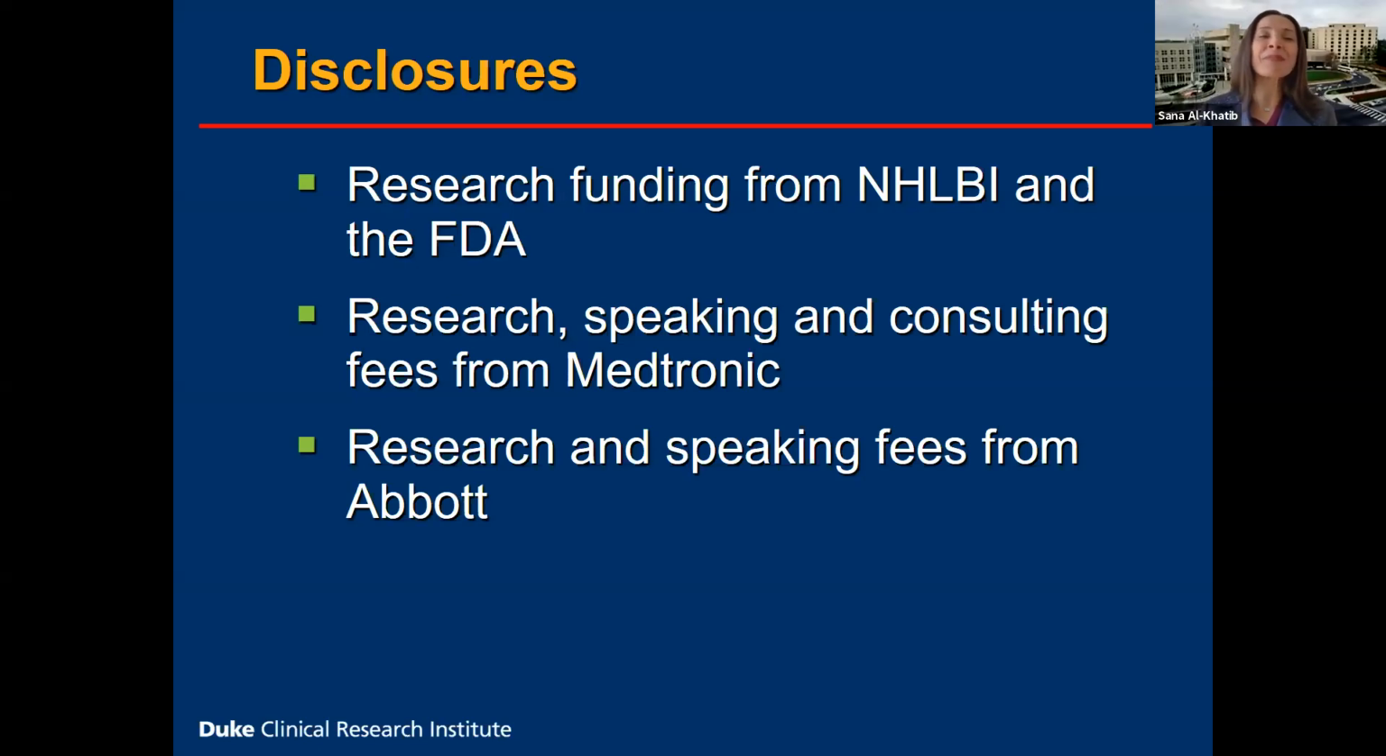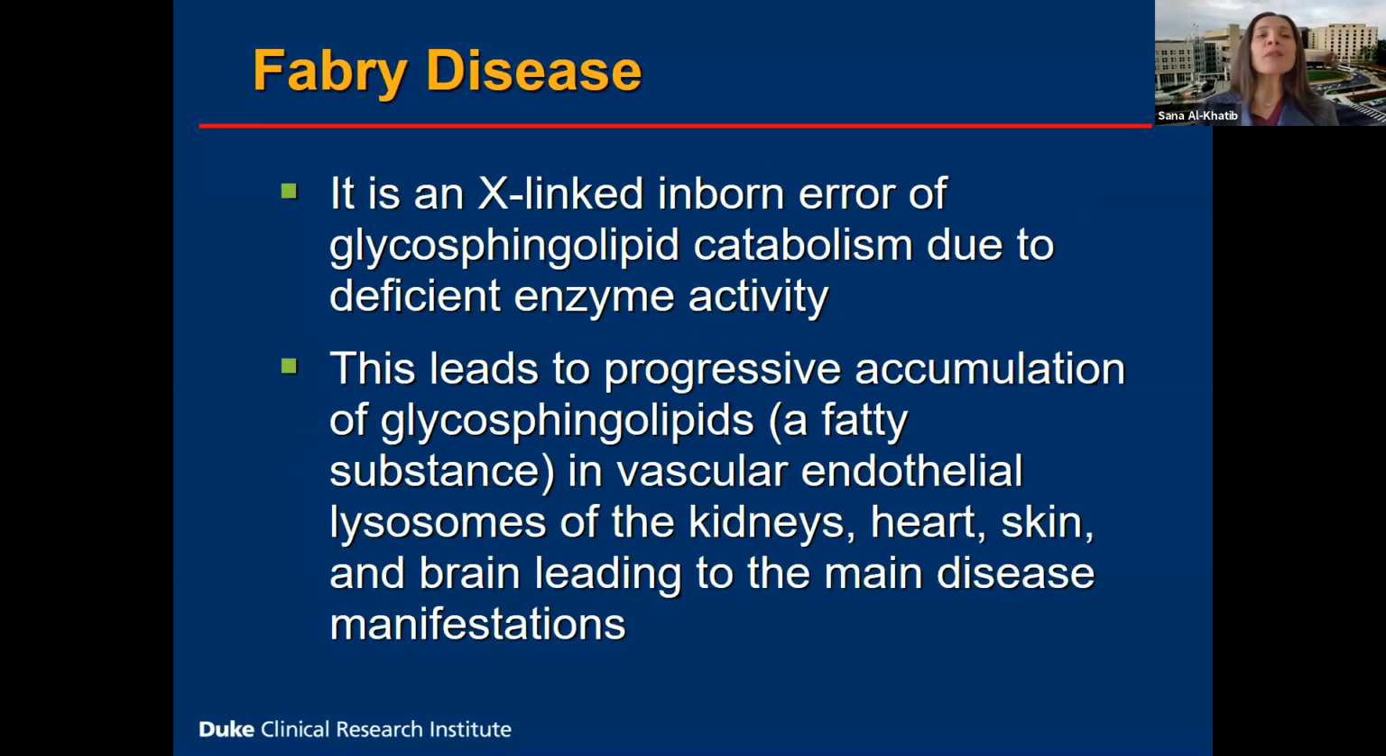You look great. So just starting with some disclosures here before I delve into my presentation. I don't think I need to tell anyone here what Fabry disease is, but in case there are people on the call who would like to know, this is an X-linked inborn error of glycosphingolipid catabolism. So there is a deficiency in an enzyme activity, and because this enzyme is not able to metabolize this glycosphingolipid, it ends up accumulating in vascular endothelial lysosomes of the kidneys, the heart, the skin, the brain, leading to the main manifestations of this disease, as many of you know.